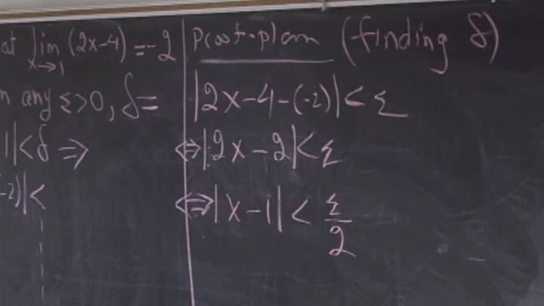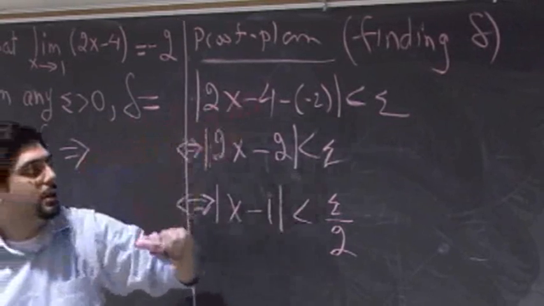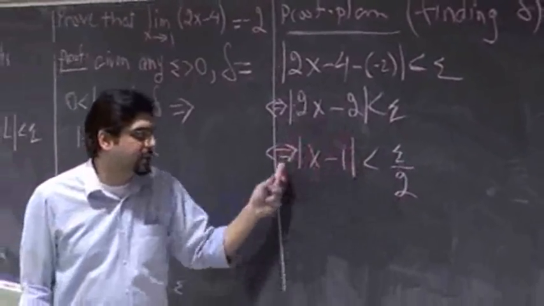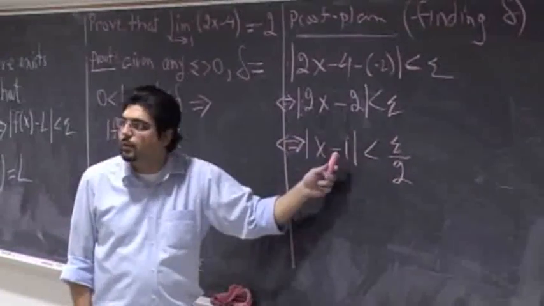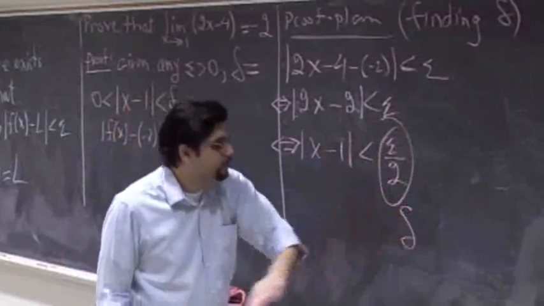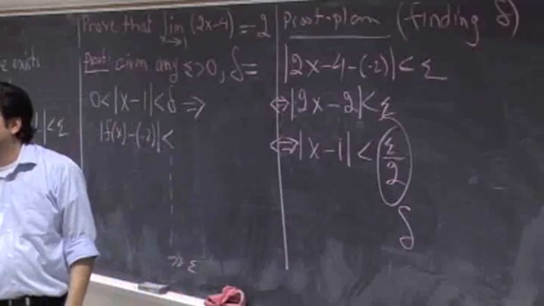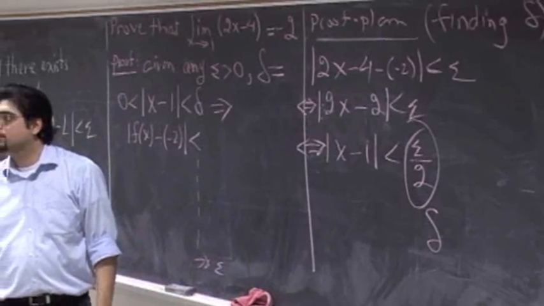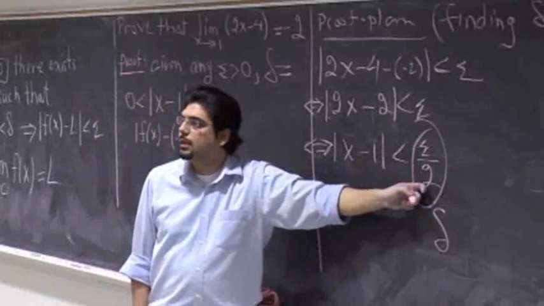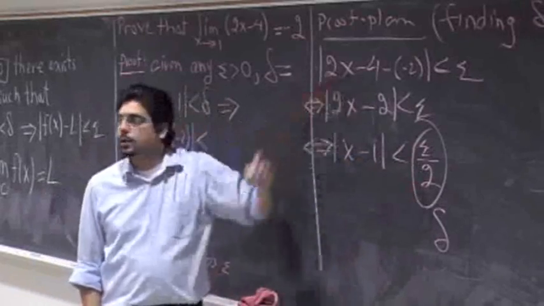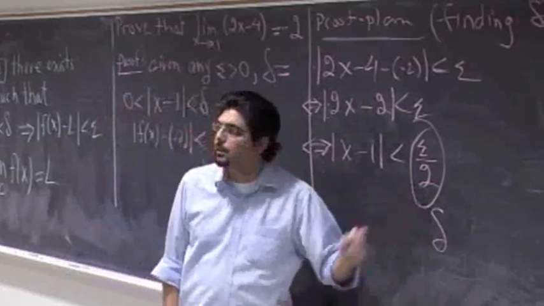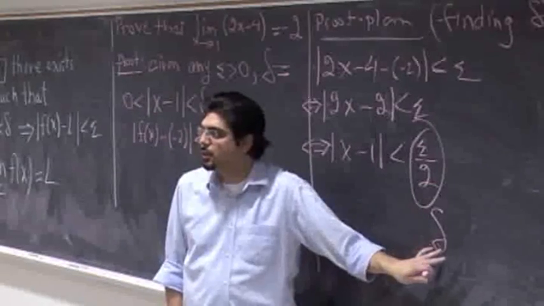That's your goal. Your goal is to find delta, so your goal should be to make sure you get something like x minus whatever less than some quantity. This is your delta. Okay? If x minus 1 is less than this quantity, then this will work. That's what my proof plan provides. It produces the delta I want. And this is my scratch work.